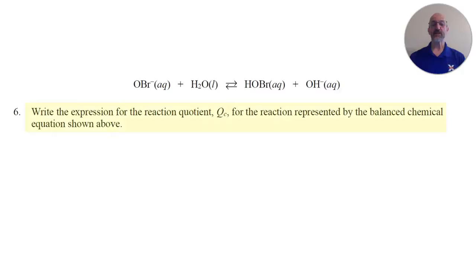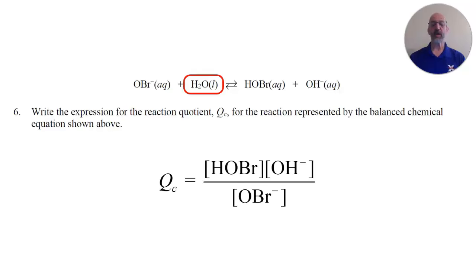Question 6 says to write the expression for the reaction quotient, Qc, for the reaction represented by the balanced chemical equation shown above. So we will use chemical formulas inside hard brackets, but the only substance that will not be included in this Qc expression is the liquid, H2O. So with products over reactants, that would be the concentration of HOBr times the concentration of OH-, and then divided by the concentration of OBr-.